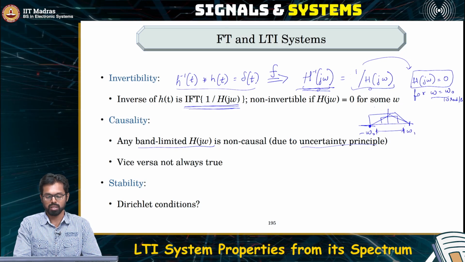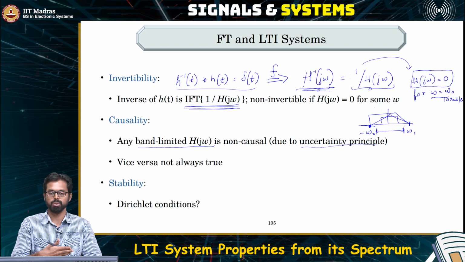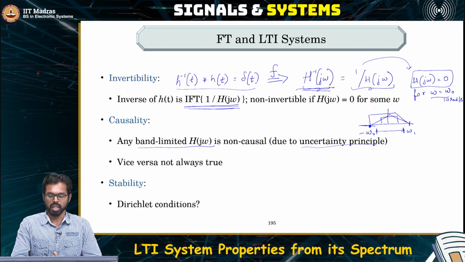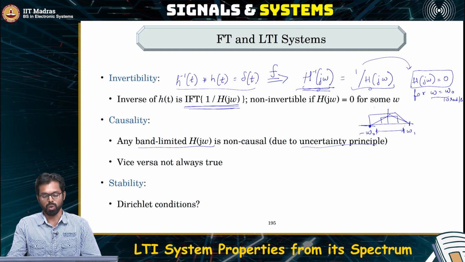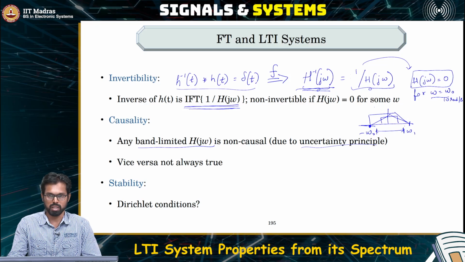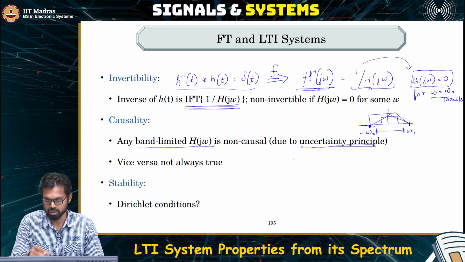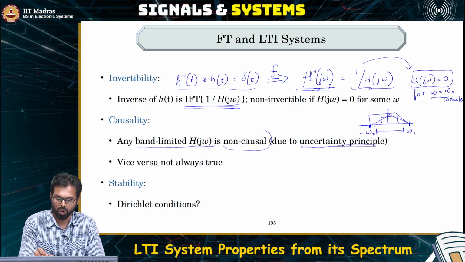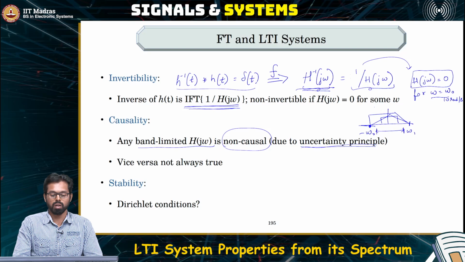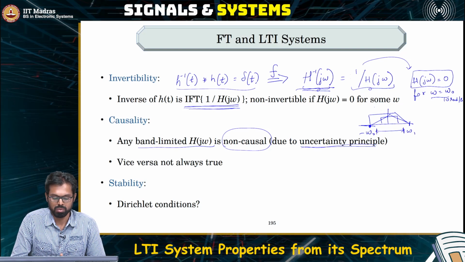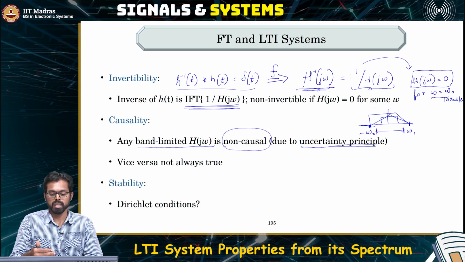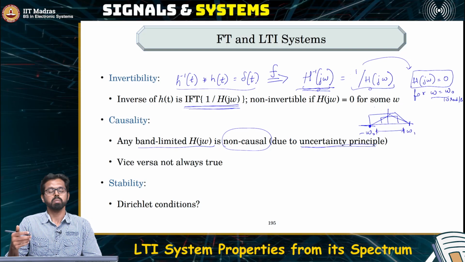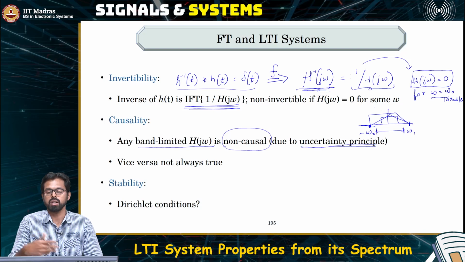That is what we refer to as the band limited spectrum. So if the system has a band limited spectrum, meaning the Fourier transform of the impulse response of the system is band limited, then the corresponding impulse response will extend from minus infinity to plus infinity due to the uncertainty principle, and for this reason the system will automatically become non-causal. But the other way around is not always true. What does that mean? Given a system is non-causal, should the system always be band limited?